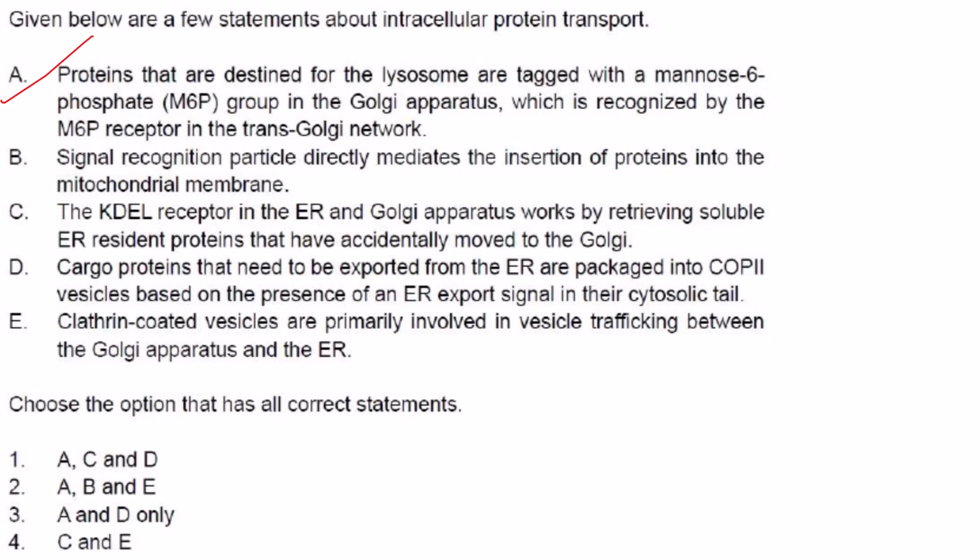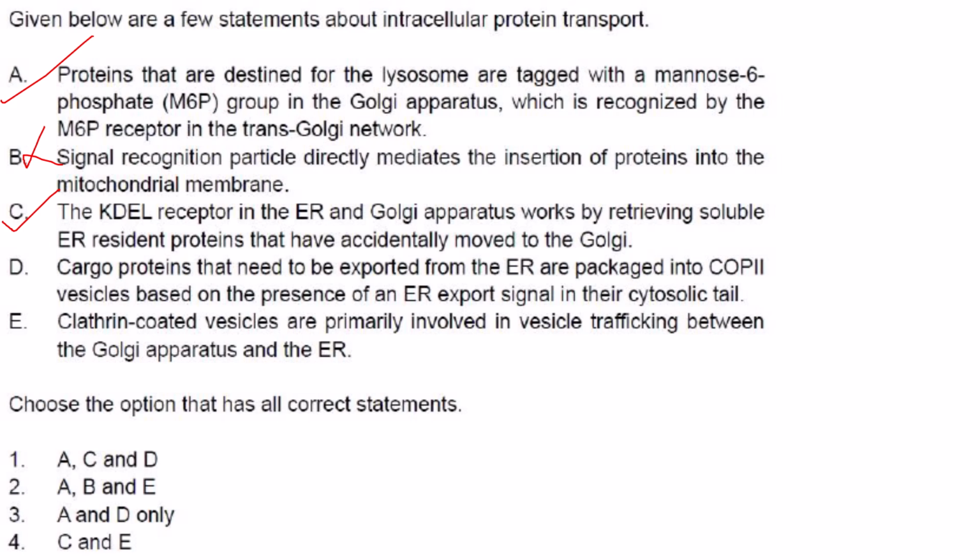Then, signal recognition particle directly mediates the insertion of protein into the mitochondrial membrane. There is no SRP, or signal recognition particle, in the mitochondrial membrane. It is present in the endoplasmic reticulum, not in mitochondria. So that makes option B the wrong answer. Then, the KDEL receptor in the endoplasmic reticulum and Golgi apparatus works by retrieving soluble endoplasmic reticulum resident proteins that have accidentally moved to the Golgi. Yes, that is correct. I just now explained that concept.